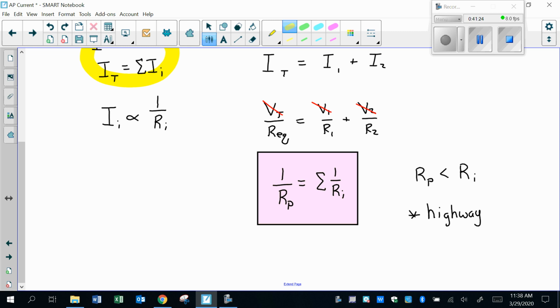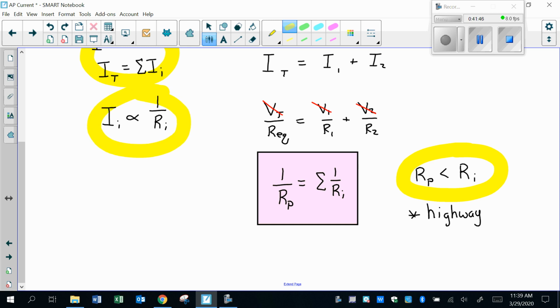So this tells us that your total is always going to be less than every single individual resistance. So yes, that means you can add in a 1 million ohm resistor in parallel and it will lower the resistance total. That doesn't seem to make a lot of sense. We'll get to that in a second.